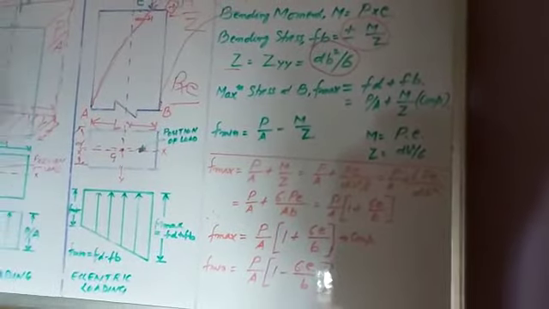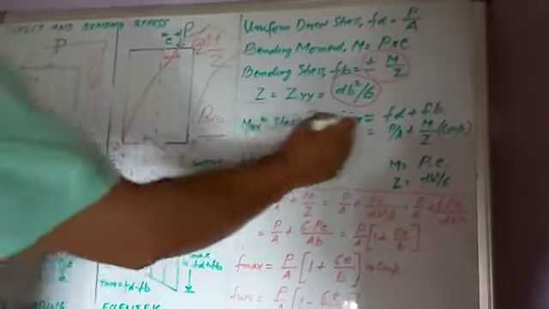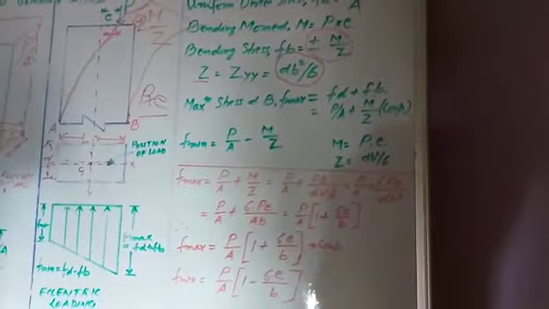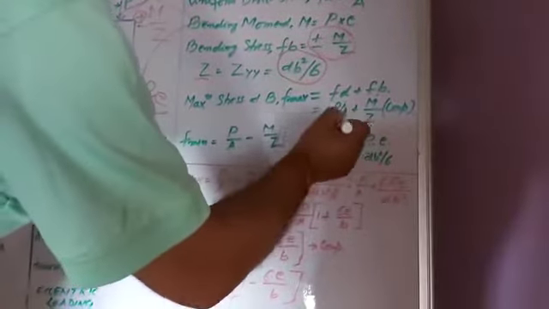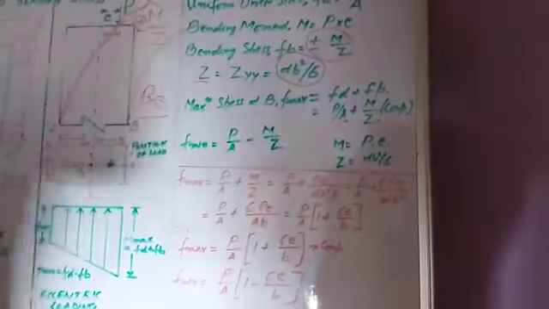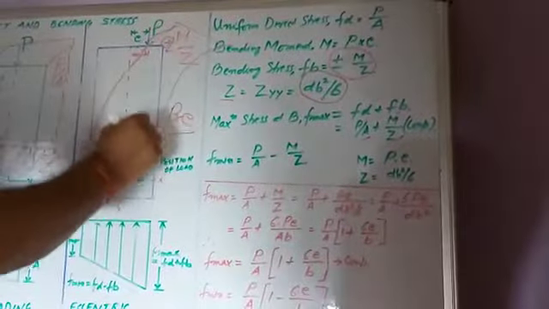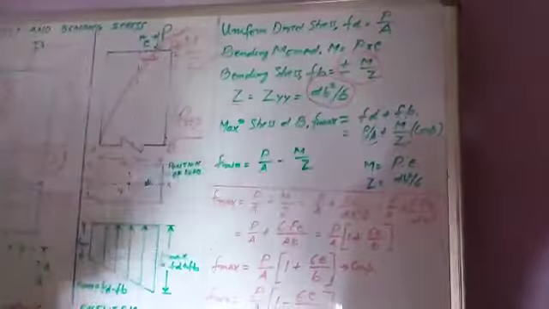So what is the maximum stress then? The maximum stress at B, at this point, will be equal to direct stress plus bending stress. FD plus FB, that is direct stress plus bending stress, is P by A direct stress plus M by Z bending stress. This is the compressive stress at the edge B, because this value will be positive.